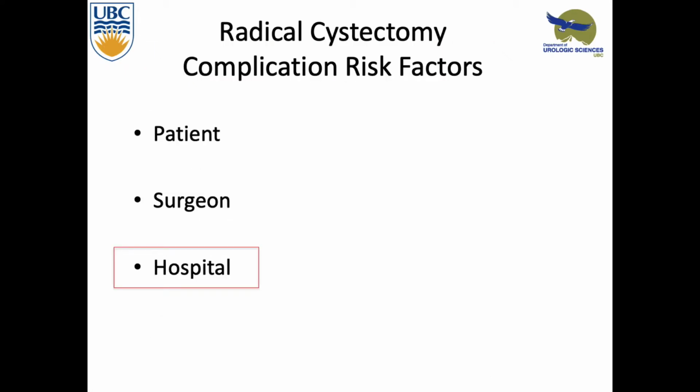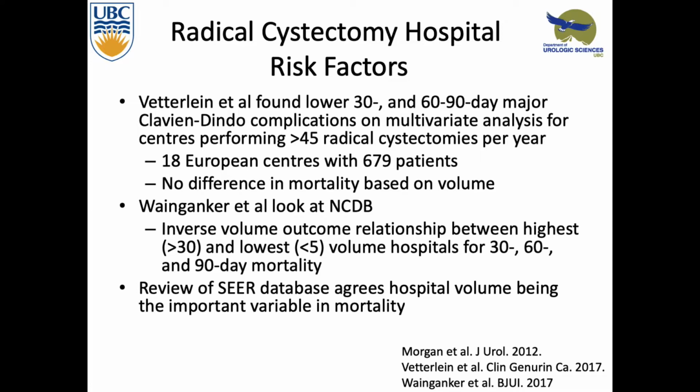So now if we look at hospital, Vetterlein et al. found lower 30, 60, and 90-day major Clavien-Dindo complications, grades 3, 4, 5, on multivariate analysis for centers performing greater than 45 radical cystectomies per year. This was at 18 centers and around 700 patients. So this is that prospective cohort that I was talking about. There was no difference in mortality in the study based on volume.